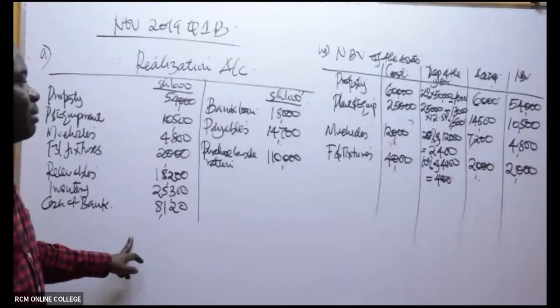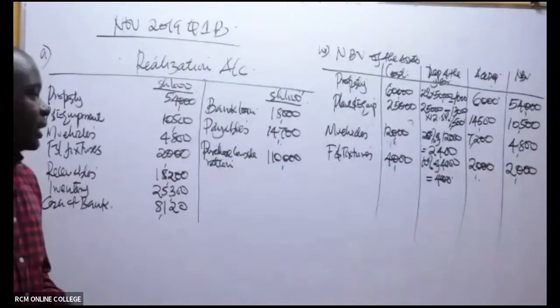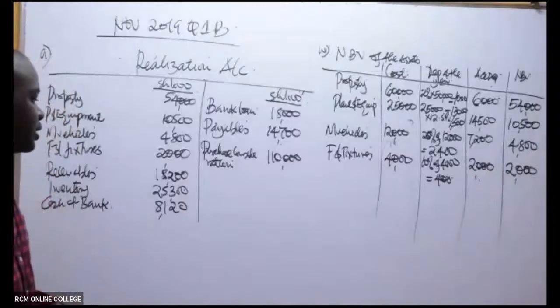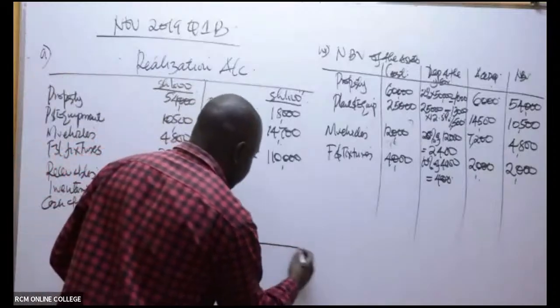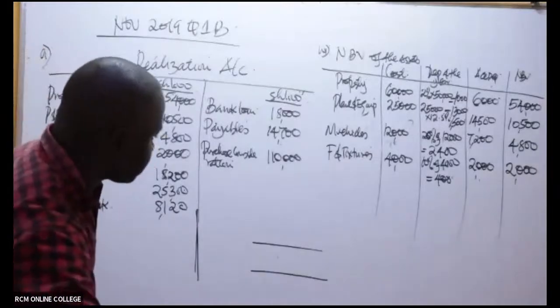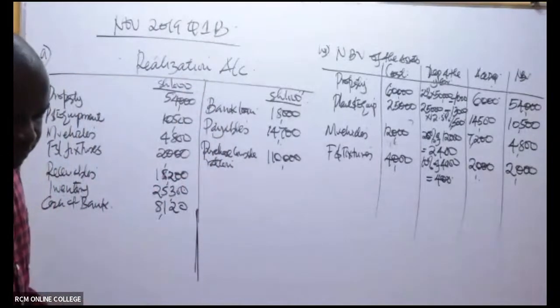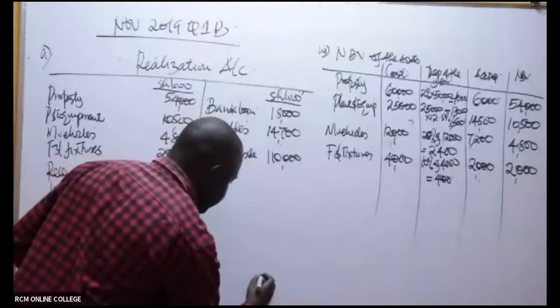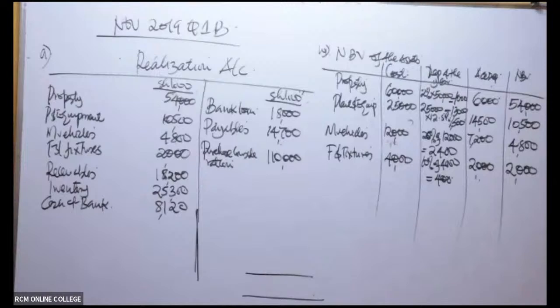Therefore, the balancing figure on the realization account can either be a realization gain or a realization loss. When you add, you should see this other side being more. So what are you getting as the total there when you add 110 plus 14,700 plus 18?